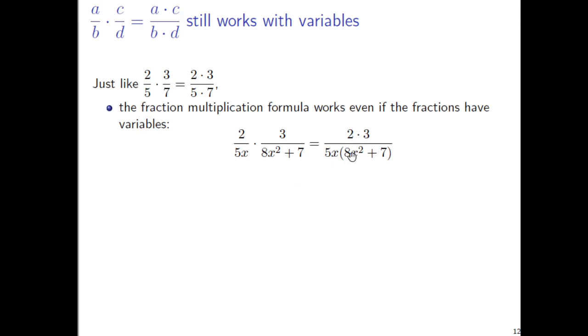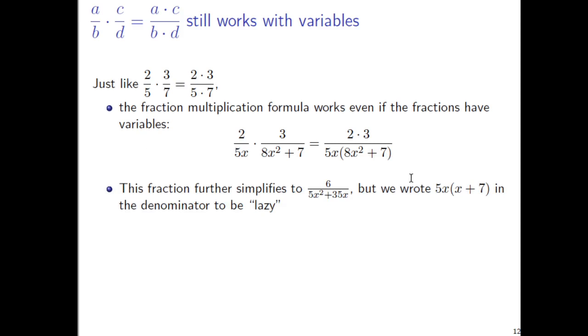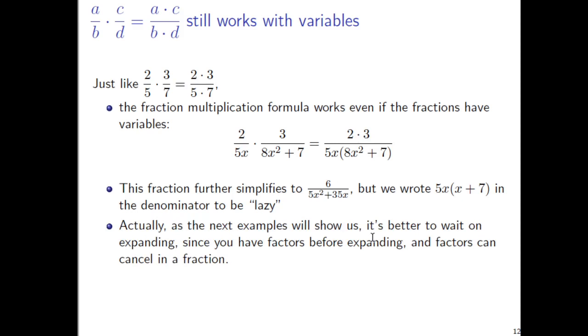Of course, you could write the denominator differently afterward if you'd like to simplify by distributing the 5x, but the key point here is distributing would have hid what's really happening. It would have made it harder to see. So I just thought, let's just multiply straight across and make it very apparent that all that happened was multiplying straight across without any simplifying. Okay, this fraction does further simplify, right? If you do the 2 times 3 is 6 and the distributing that we talked about. But we wrote the denominator the way we did, in part to be lazy, but just because it's easier to spot what's really going on here.